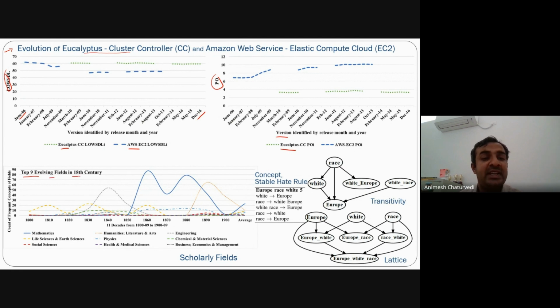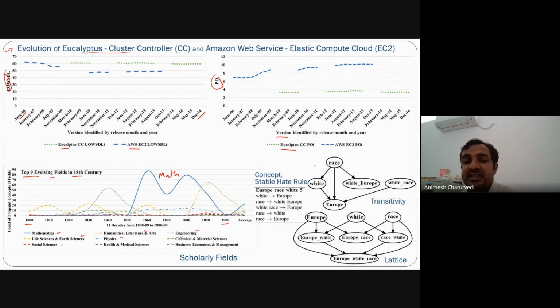evolving fields in the 18th century, from 1800 to 1900. So this is how they have evolved: mathematics, human literature, engineering, life sciences, physics, chemical, social sciences, health, and business. So this is how the trend was. It was being led by mathematics. So mathematics was at the top in the 18th century.